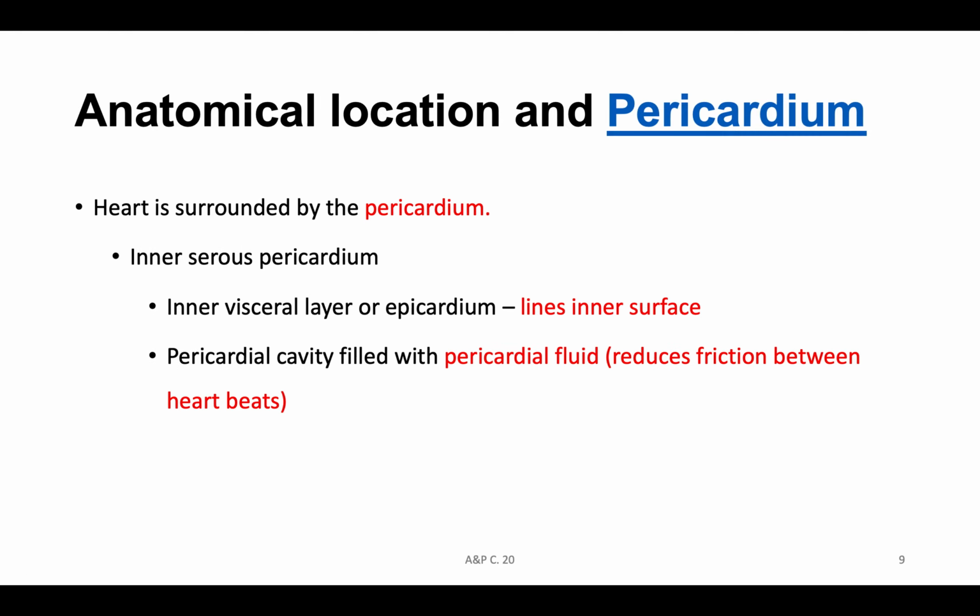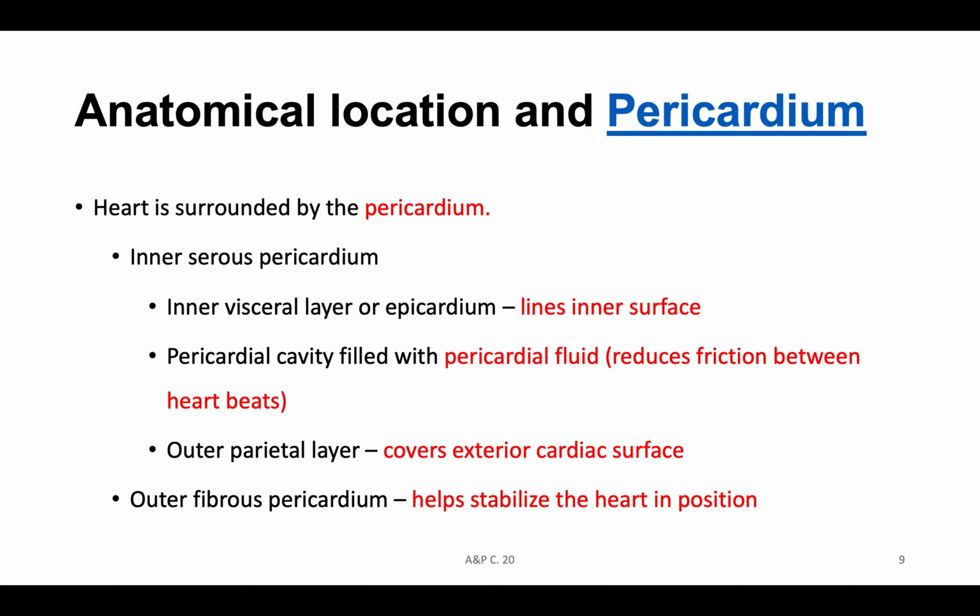So your heart is surrounded by a protective membrane or layers called the pericardium. And the pericardium has an inner layer and an outer layer. The inner layer technically has two sections to it. There's going to be the inner visceral layer, which lines the internal surface. So that's what's actually going to be touching your heart. And then you're going to have an outer parietal layer, which covers the outside surface.